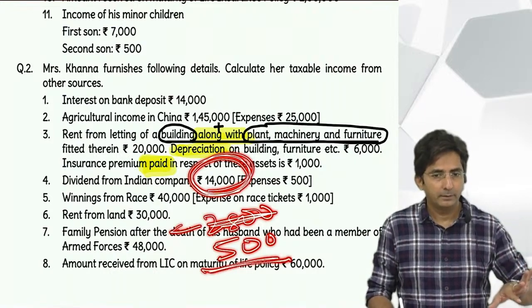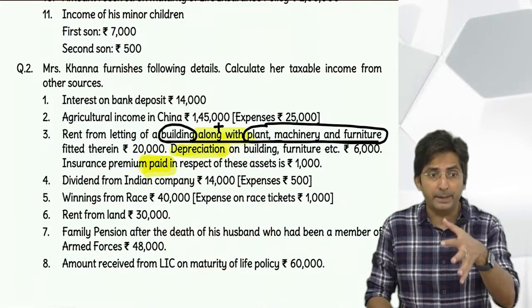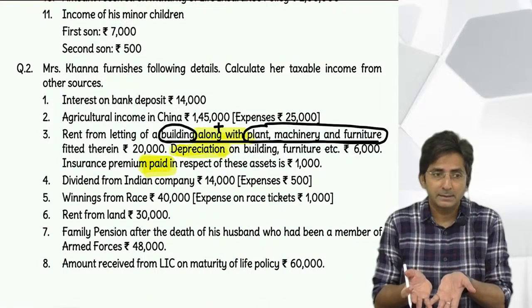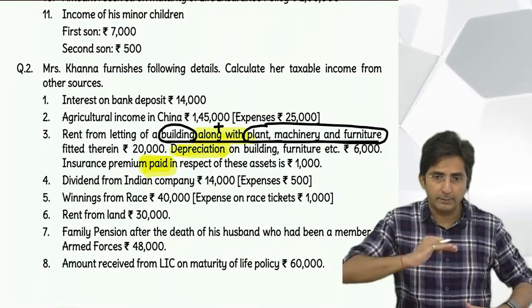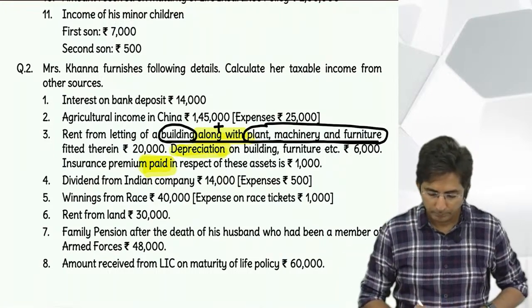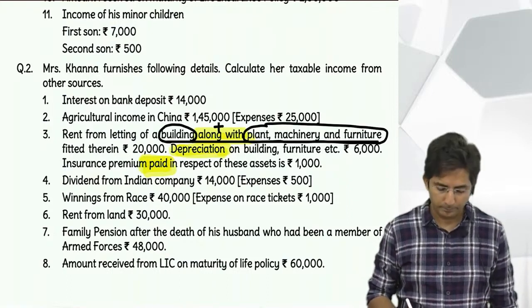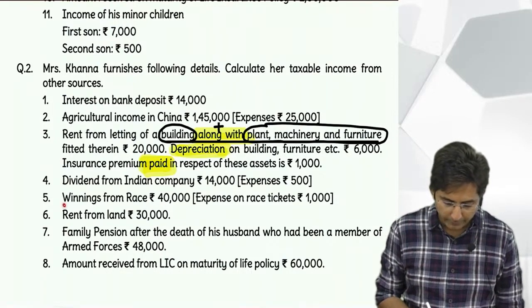Okay. Means 20% is the limit, and that's the higher limit. If the actual expense is less, then you will take the lower amount only, whichever is lower. But anyways, that is if it would have been interest on loan. Then what about the next point?